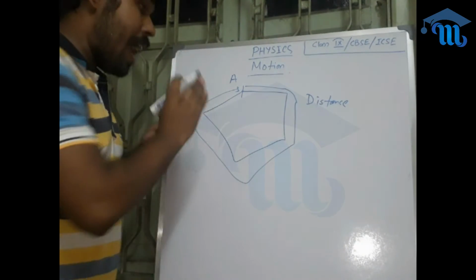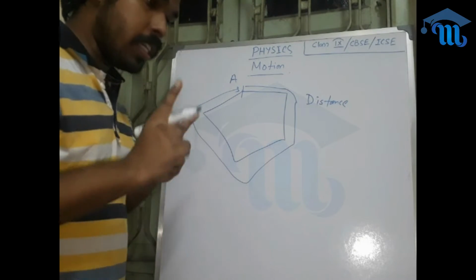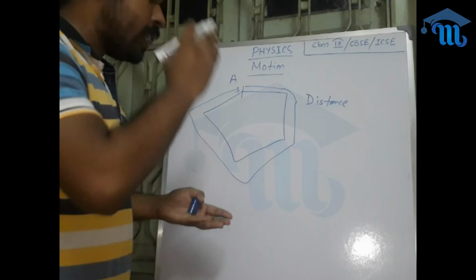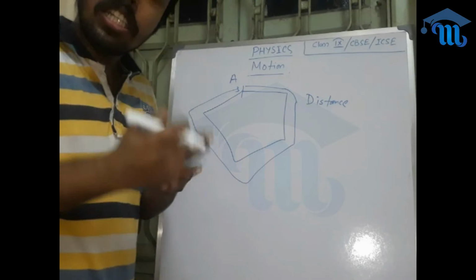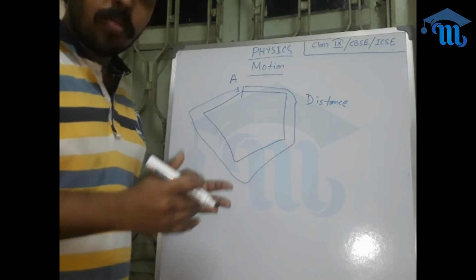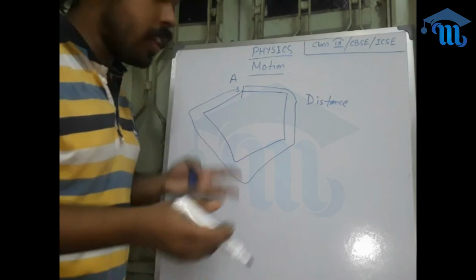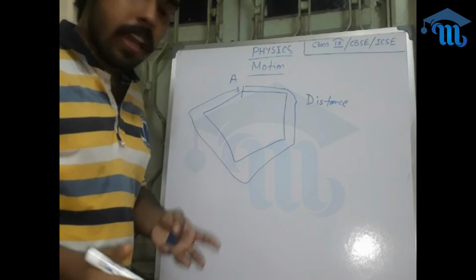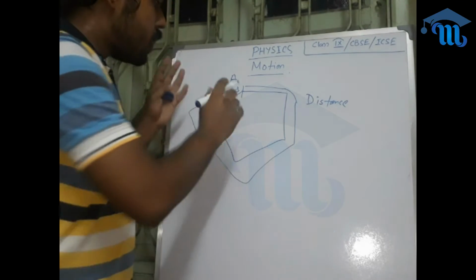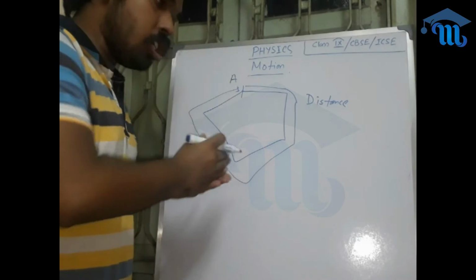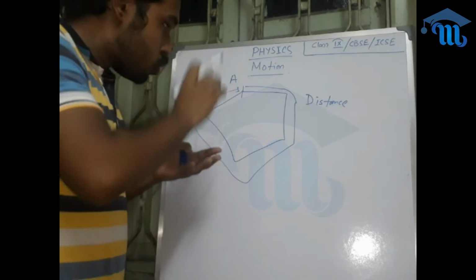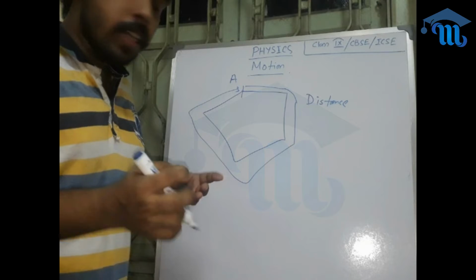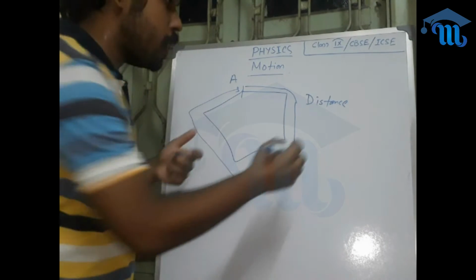But as I told you earlier, displacement is the distance between the final and the initial point of a body which travels a certain path. Now if you look at this diagram, it started from A and ends here. So there is no difference between the initial and the final point. The initial and final point coincide on a particular point, so its displacement will be 0.